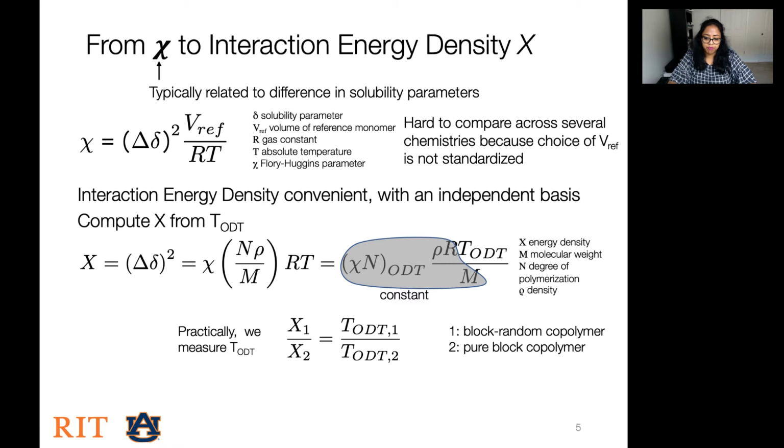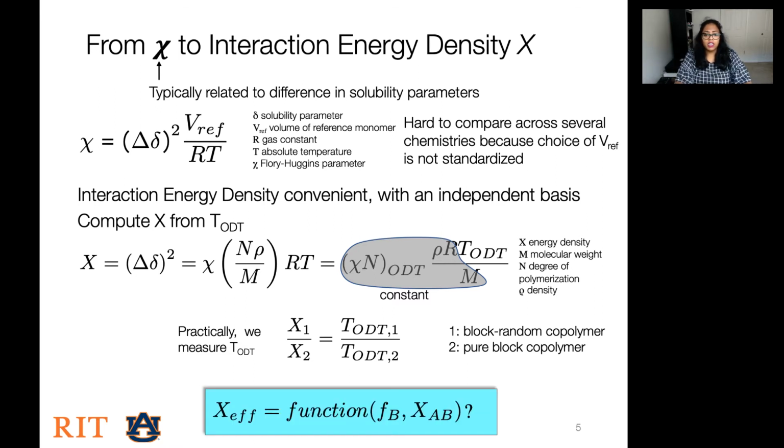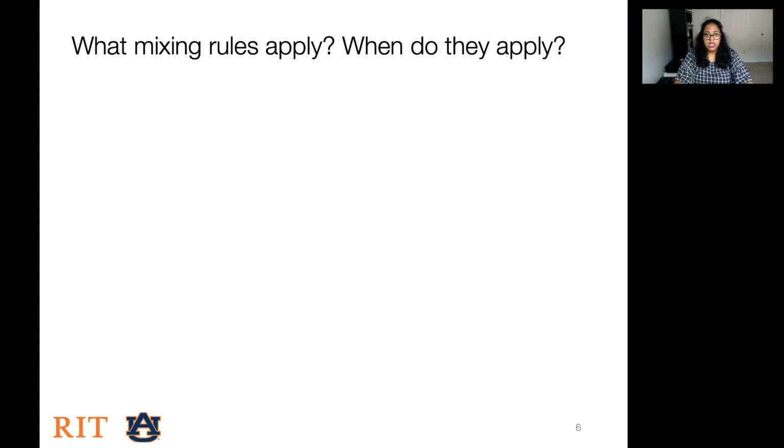Our goal is to figure out how we get chi effective if I know the given composition and the interaction energy density for the pure block random copolymer. Really, the goal of the study is to figure out what mixing rules apply and what the limits of the applicability of these mixing rules are.